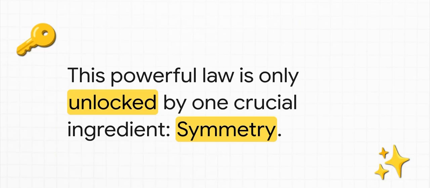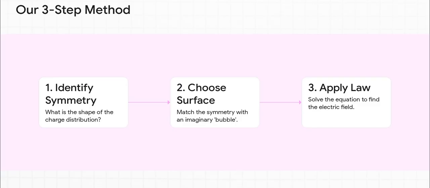But there's a catch, and it's a big one. This beautiful equation is only easy to solve when your problem has a ton of symmetry. Symmetry is the magic key. It's what turns this from just a complicated math statement into an incredibly powerful problem-solving tool. And to use it, we're going to follow the same simple three-step recipe for every single problem.